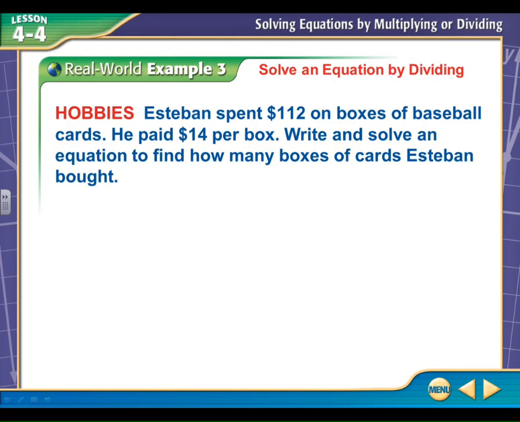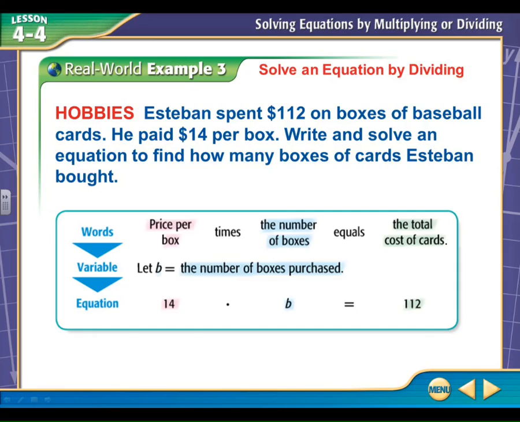All right, Esteban spends $112 on boxes of baseball cards. He paid $14 per box. Write and solve an equation to find how many boxes of cards Esteban bought. Well, we know that the price per box times the number of boxes will equal the total cost of the cards. We're going to let the variable b represent the number of boxes. So if it's $14 per box, that's 14 times b is equal to $112 that he spent on the total number of cards.